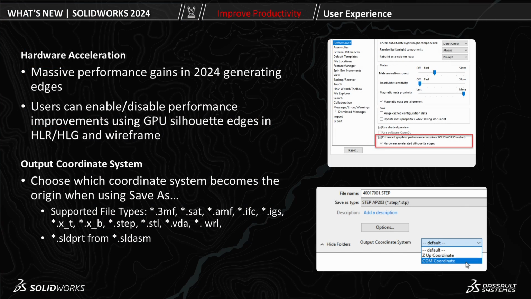As a review, in SOLIDWORKS 2024, we're able to use our graphics card to accelerate the generation of edges, and we're able to define which coordinate system is used as the origin when exporting parts. Improvements to the user interface may not always steal the show, but the user-intuitive nature of SOLIDWORKS is part of how it became the powerhouse it is today.